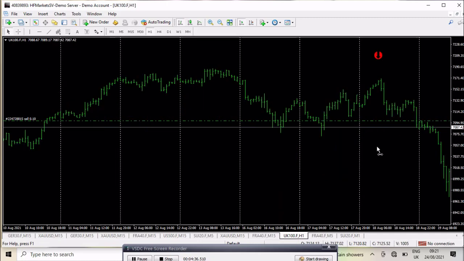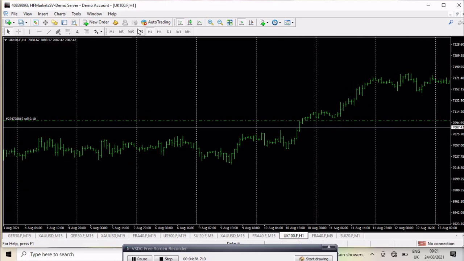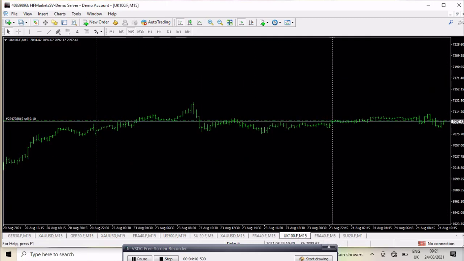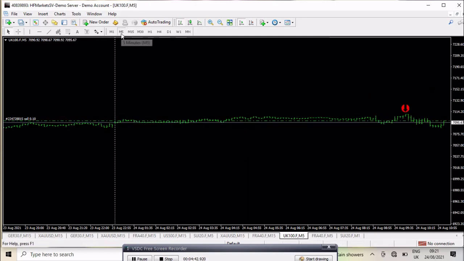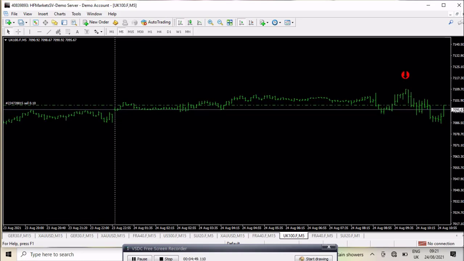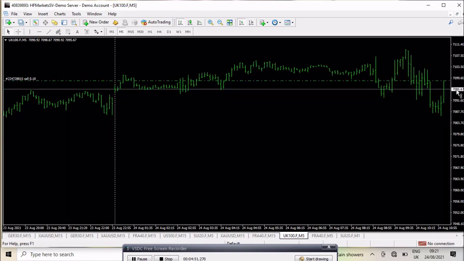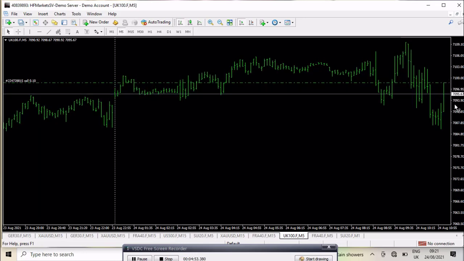Yes, another time frame. This is 1 hour time frame. This is 15 minutes. This is 5 minutes. That's why I placed this trade on UK also, UK 100. So that's why I placed the order there.